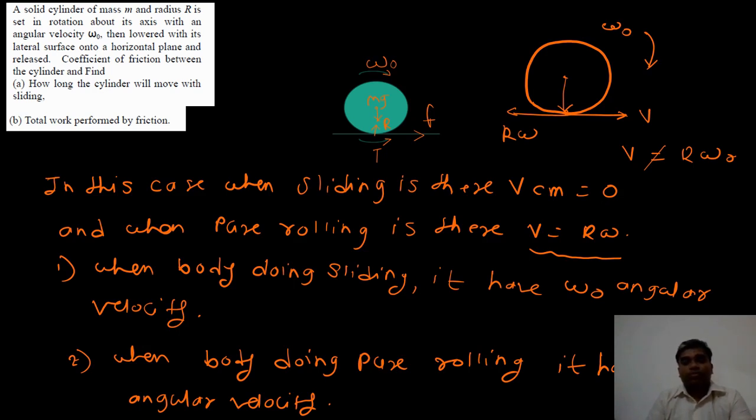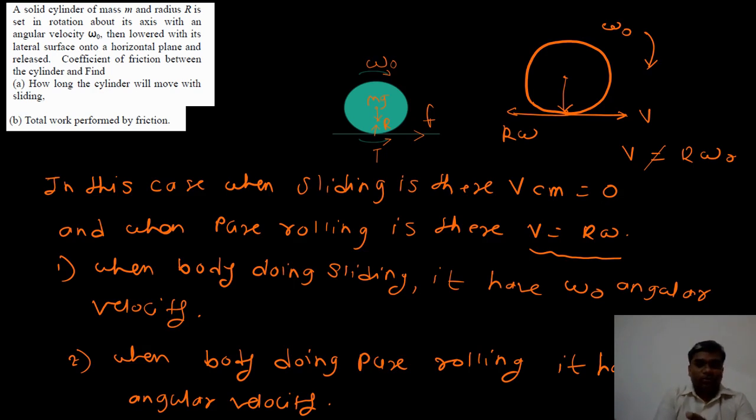So first of all, regarding sliding, v is not equal to r omega naught, or we can say v of the center of mass, because we are considering forces on the center of mass. So the v of center of mass is equal to 0. Now from the center of mass, one downward force will act, that is the weight mg. Now at the point of contact, when the body starts pure rolling motion, frictional force will act.